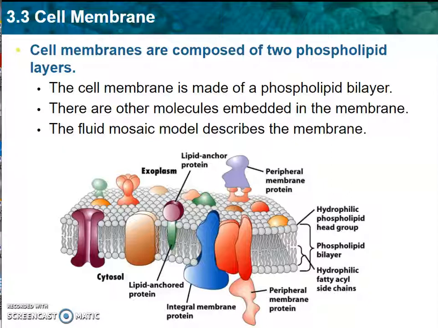The fluid mosaic model is what we use to describe the membrane. You can see a variety of different proteins that are embedded throughout this phospholipid bilayer. It's like a fat sandwich almost. The cytosol is inside the cell here, and the exoplasm is whatever environment this cell is in. They all serve different roles. Some of them are signals, some are receptors, some allow molecules to go through, but they all have a specific purpose and their structure demonstrates that.